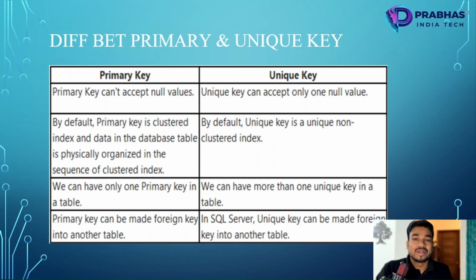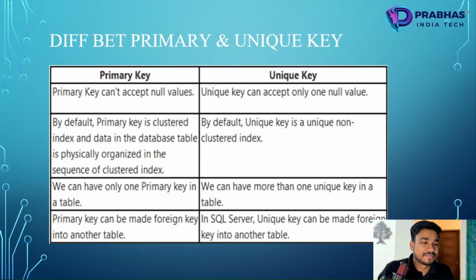Okay, when we create a unique key, a non-clustered index will be automatically created. And in a primary key, we can apply only one primary key on a particular table, but with unique keys we can create multiple unique keys on that table.